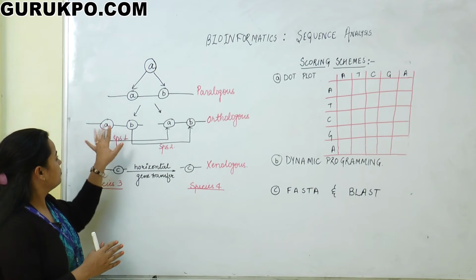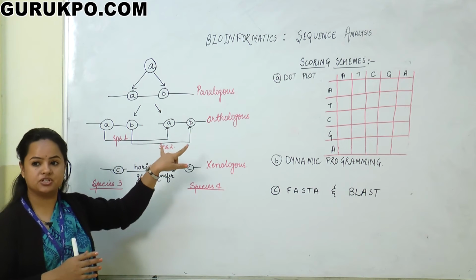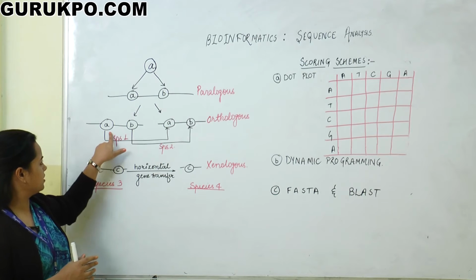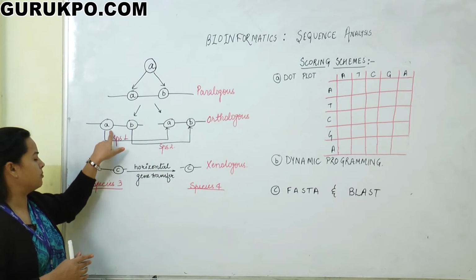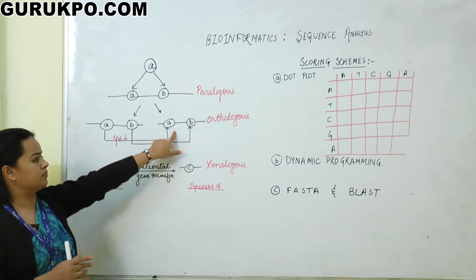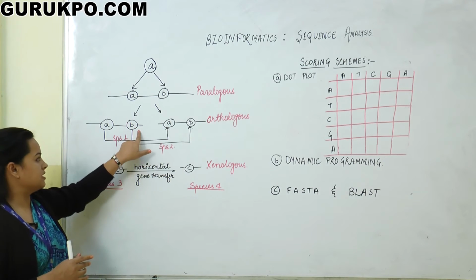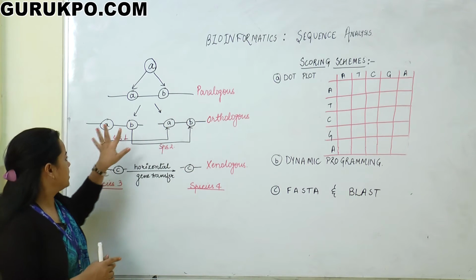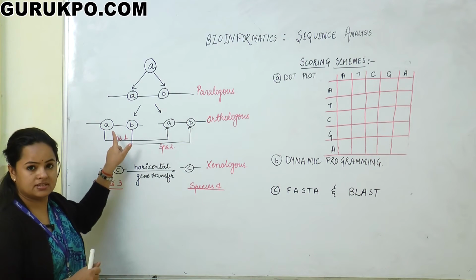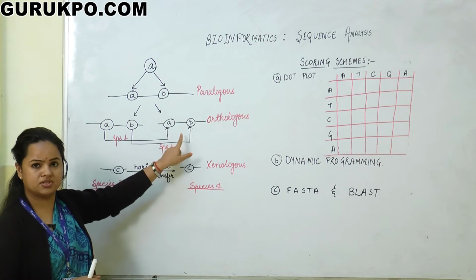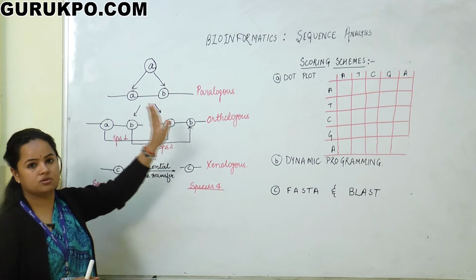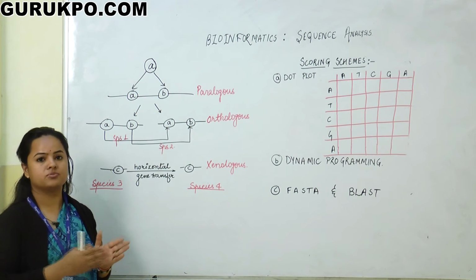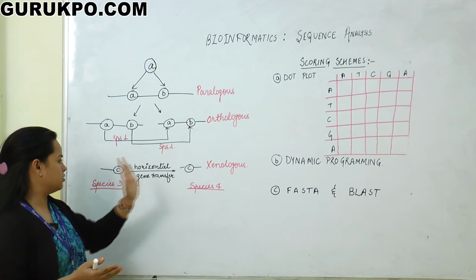Another case is when genes are present in two different species, as seen in this figure. The A gene in species 1 performs the same function as the A gene of species 2, and the B gene is also present in both species. The set of genes present in one species and the similar set in another species are referred to as orthologous genes.